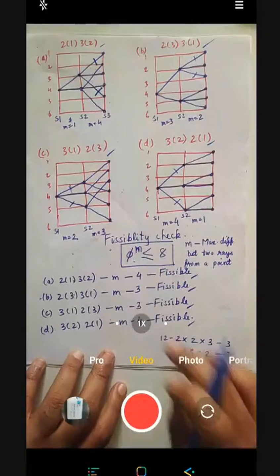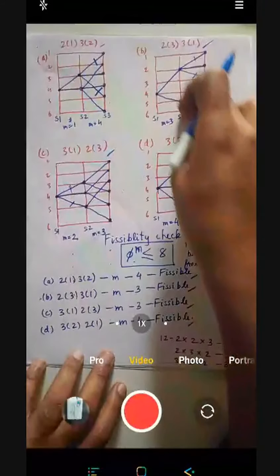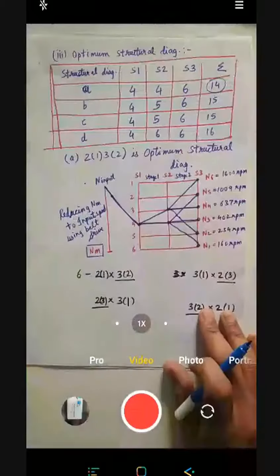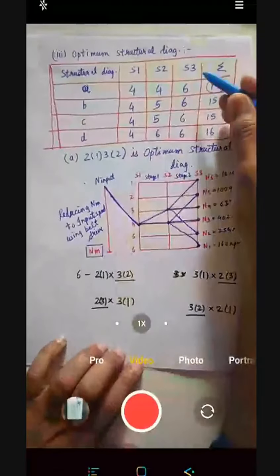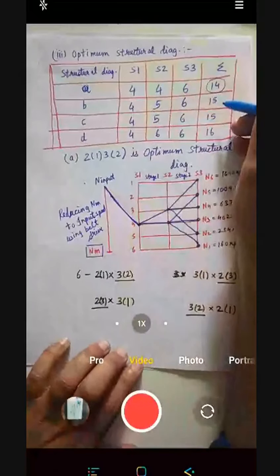This feasibility study is to be done after drawing the structural diagram, and after the feasibility study, you have to go for the optimum structural diagram. You have to find out which one is your optimum structural diagram.